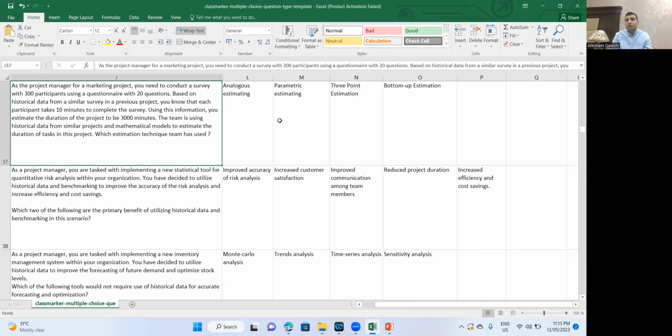Based on the formula, right? How did you reach 3000 minutes? You multiply 300 by 10. Okay, the thing that confused me was these mathematical models. That's why I selected analogous. It's analogous, definitely, but you are using the formula to multiply the previous history. From history, you know that 20 questions were solved by one person in 10 minutes. Then 300 people will solve it in 3000 minutes, right? That's the formula.